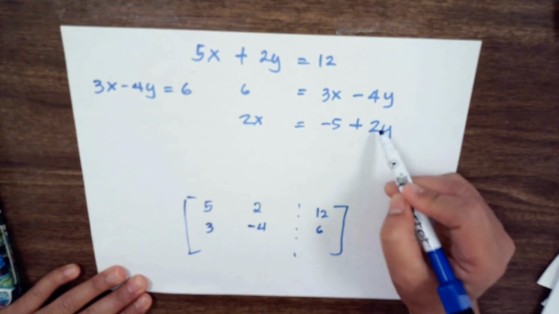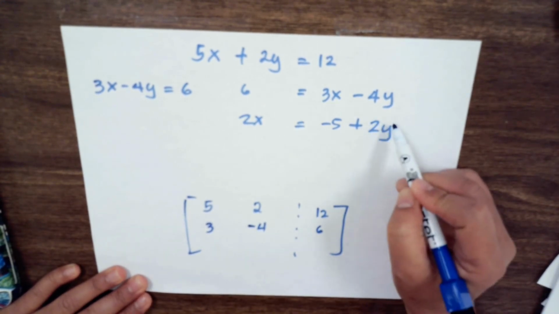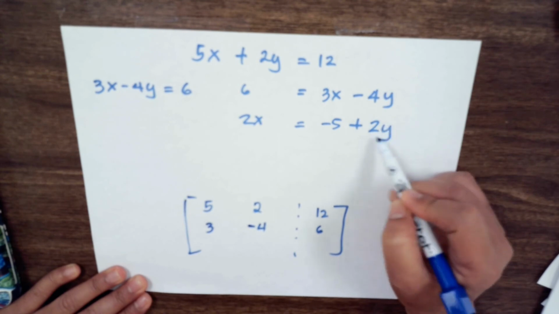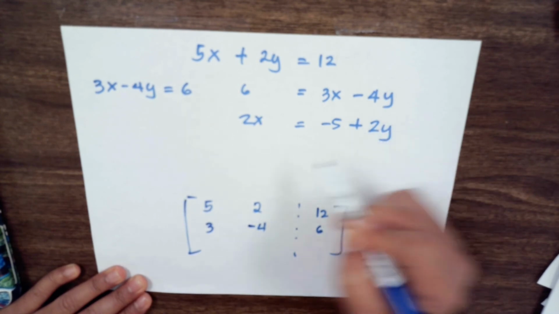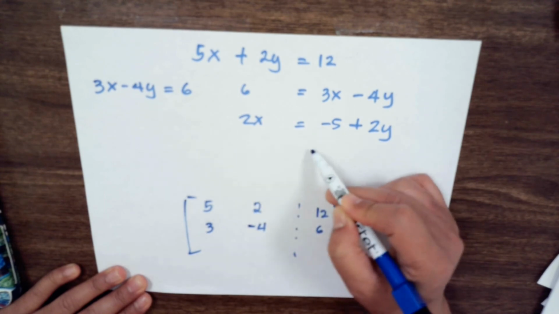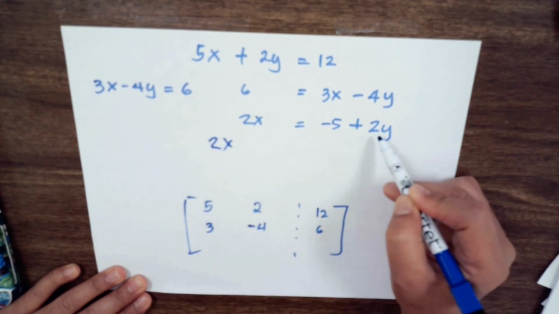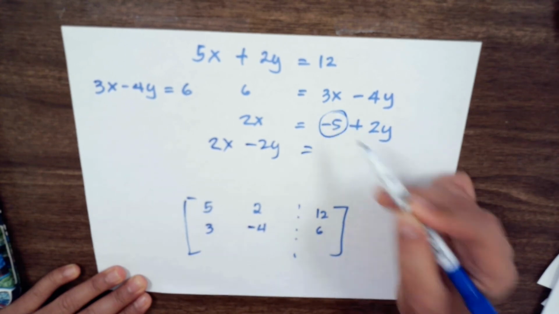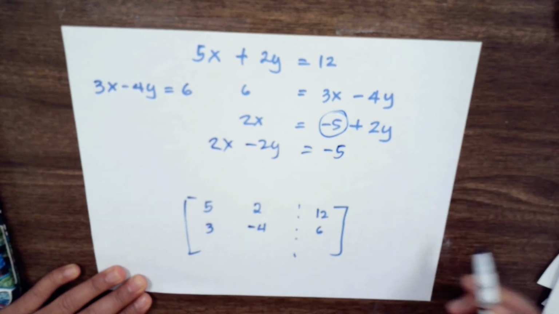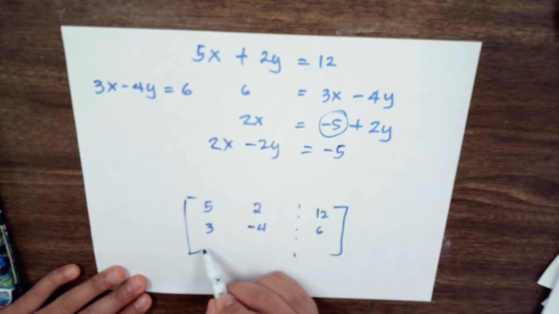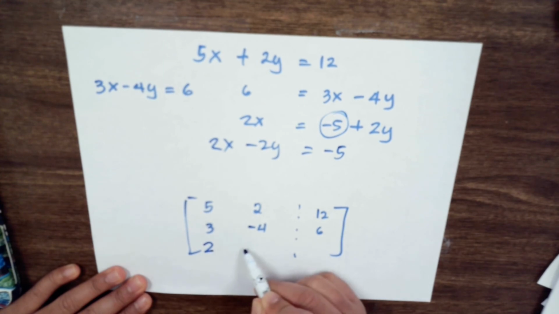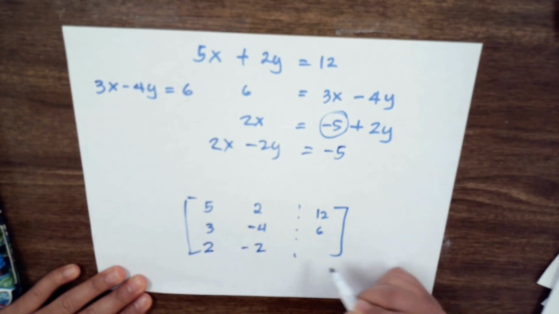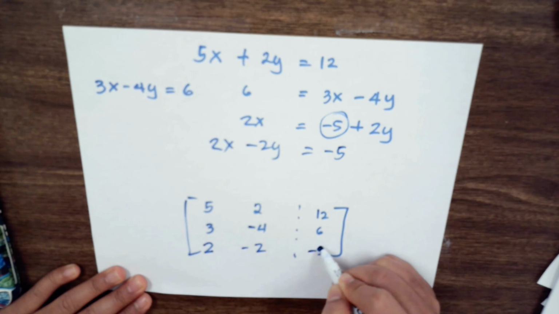In this situation, we need to transpose the y. Since it's not in its proper position, we will change the sign. So this now becomes 2x, and 2y becomes negative. Since we are not transposing -5, we will have to write its original form. So therefore, the numerical coefficients of this would be 2 for x, -2 for y, and -5 for the constant.